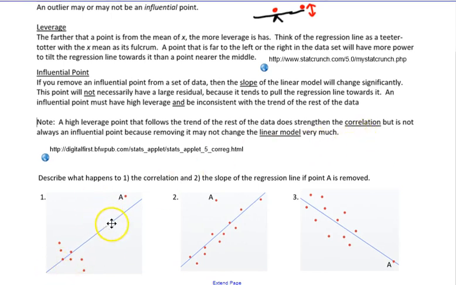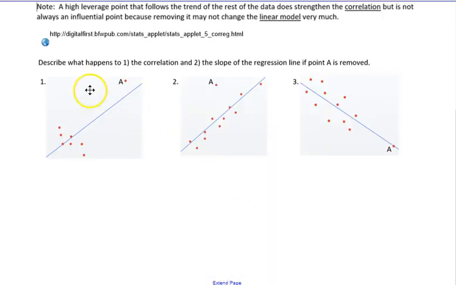I am going to go to an applet where I got these pictures from, and I'm going to attempt to duplicate these pictures as closely as possible. Then we're going to talk about what would happen to the correlation and the slope of the regression line if the point marked A is removed.